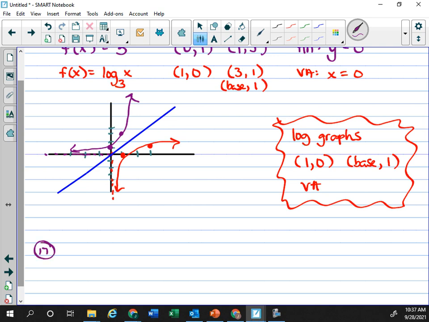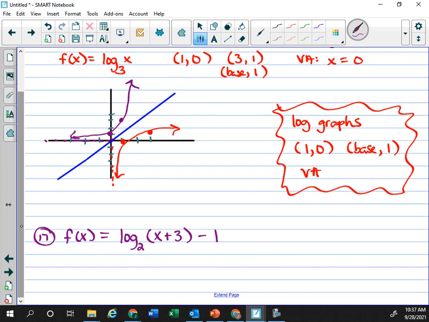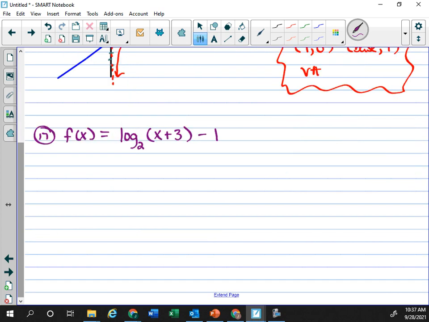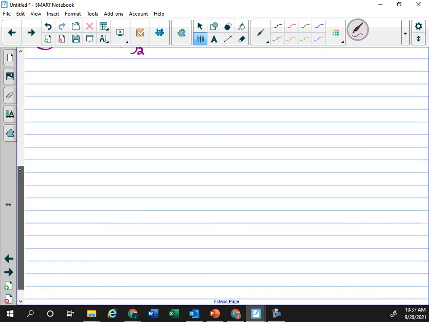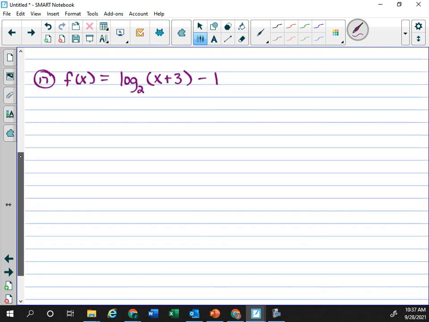So let's try one. We're going to have f of x equals log base 2 of x plus 3 minus 1. And again, guys, if I go too fast or anything, you need me to go back up, just let me know.